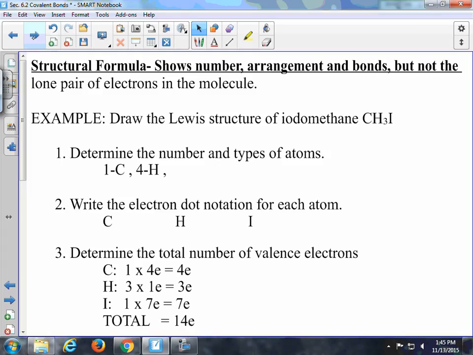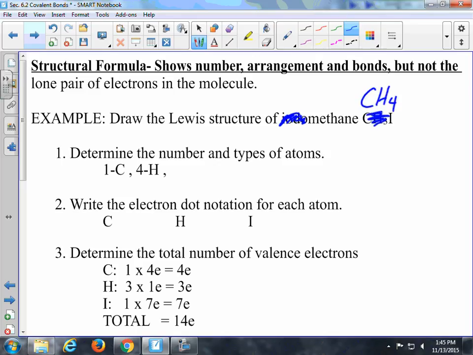I'm going to make some edits on the fly here real quick. Draw the Lewis dot structure for methane, CH4. What we're being asked to do is draw what CH4 looks like as a structure and what electrons are being shared with it.